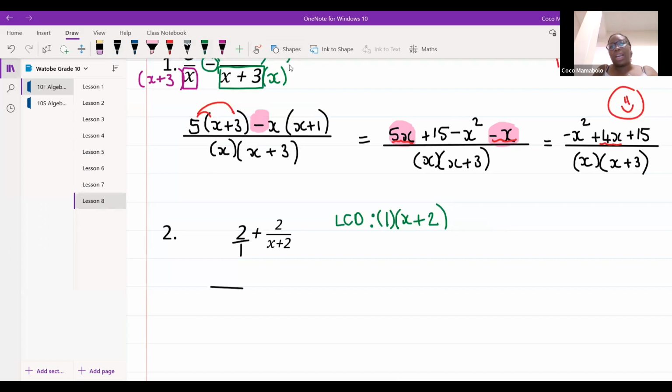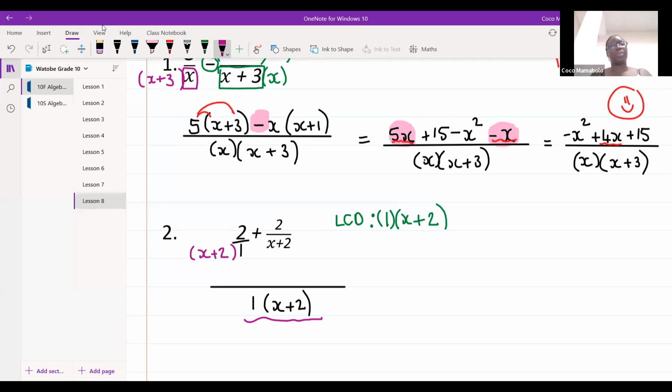So now let's get to work, guys, like we would with any other fraction. I'm going to put all of this over 1 times x plus 2. Now, over here, my denominator is 1. What is missing from this LCD over here? Thank you, that's it. I know that I'm missing x plus 2.